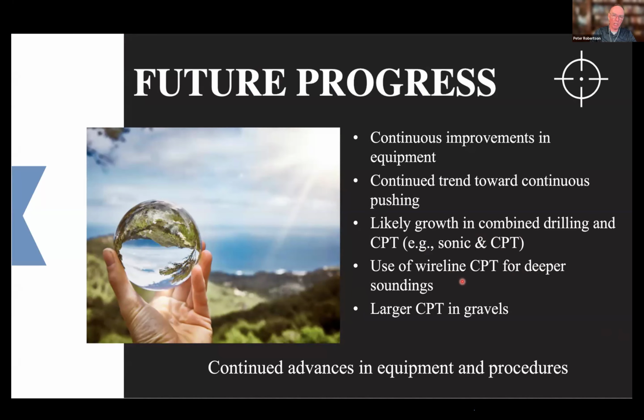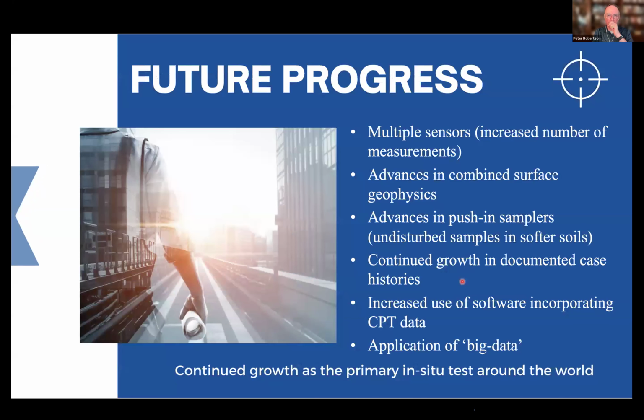You get rod friction. It's quite difficult to push beyond 100 meters. It is possible, but it's generally quite difficult, and it's time consuming. So in the offshore, they have done wireline CPT, and that's been scaled down. If you need to do very deep CPT, or you need to go through hard ground to get to softer ground, then wireline CPT is also being used.